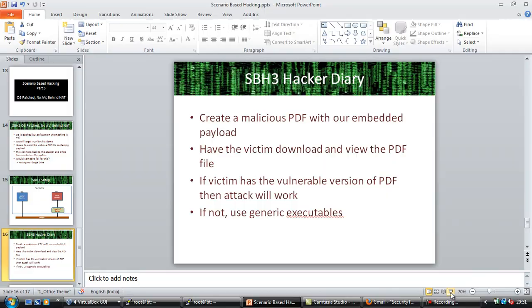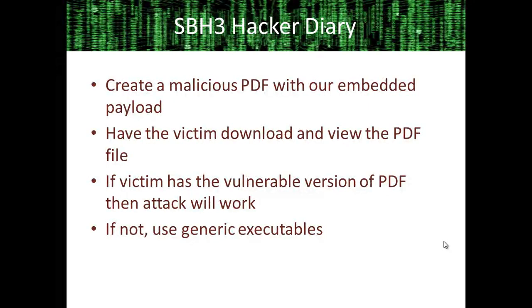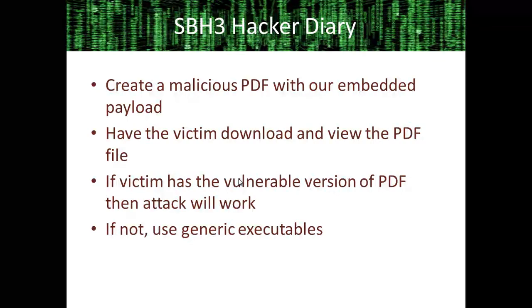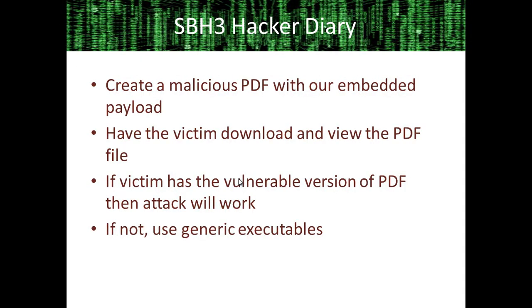So I guess this brings us to the end of scenario-based hacking, part 3. What we did here is for a machine which has the operating system patched, but the software isn't, does not have an AV, is behind the NAT, how to break into that using client-side vulnerabilities in client-side software like PDF. So as we saw, if we do not have the vulnerable version of PDF, then some of the attacks might not work. So how do we overcome this?